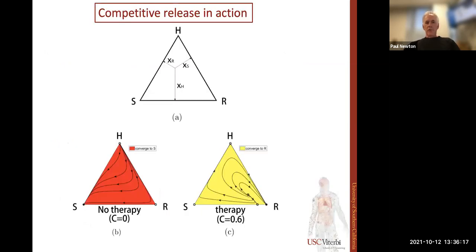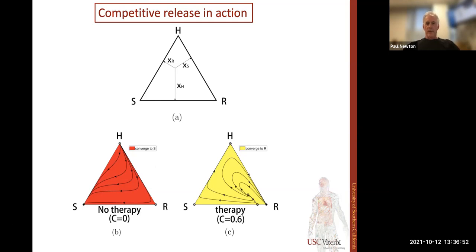All right, so first of all, I want to show how competitive release works in these models. So this is our trilinear phase. This is our trilinear coordinate system. And we start somewhere here, and this is what happens when there's no chemotherapy. So when there's no chemotherapy at all, the sensitive cell corner is going to be the asymptotically stable state in this model. And so every trajectory goes to this corner, which means the tumor saturates when S is 1 and H and R are 0, and the tumor saturates with sensitive cells.